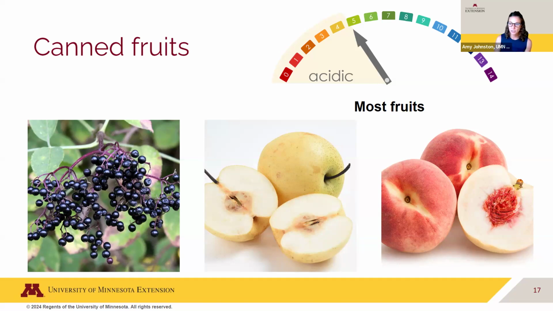The last image on the screen you see is elderberries. Elderberries are not naturally acidic. They have a pH of around 4.9, so they just can't be substituted in a recipe for a different berry, like blueberries, that are naturally acidic. So again, understand the fruit that you are looking to can, to know if it's naturally acidic or if it needs to be acidified.